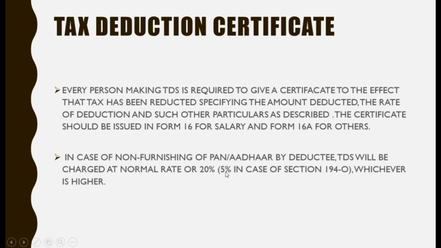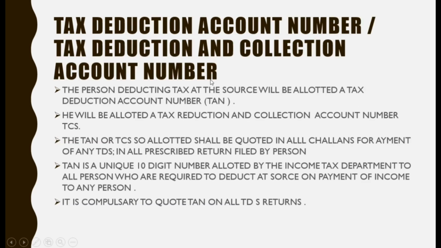Okay, then move to TAN number and TCS number. TAN number, everyone should have heard about TAN, I think. TAN means tax deduction account number. It's a unique 10-digit number allotted by the income tax department to all persons who are required to deduct tax at source on payment of income to any person. It's compulsory to quote on all TDS returns. Without this, you cannot file a TDS return. And also TCS. TCS means tax collection account number.